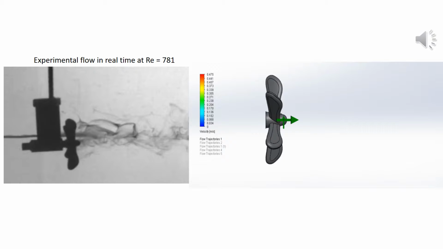This is a visualization at the lower Reynolds number. You can see that the flow speed in the numerical simulation is reduced, but the streamlines still tend towards the center of the propeller.